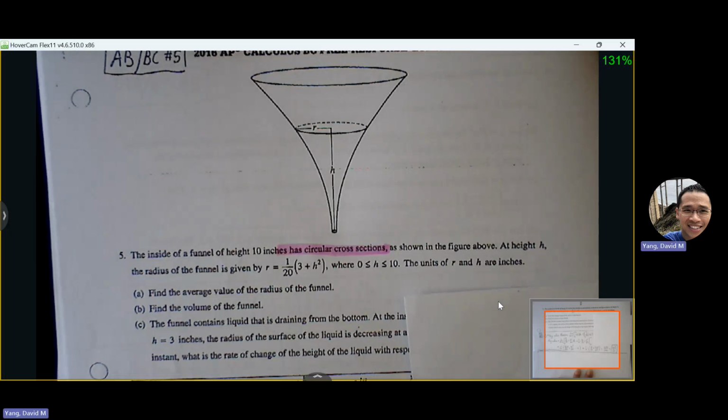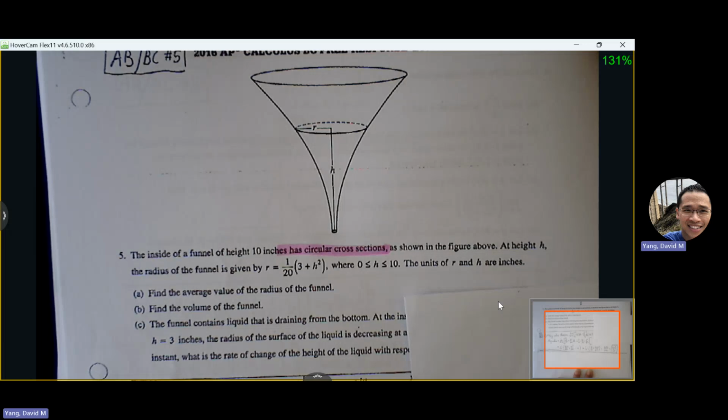When we do cross sections of other shapes, either triangle or rectangle or semicircle, we have that cross section formula. But what about the other volume formulas that we've learned? What about disk and washer method? What cross sections do they have? Circular cross sections. So what they're trying to get us to use is either disk or washer method.